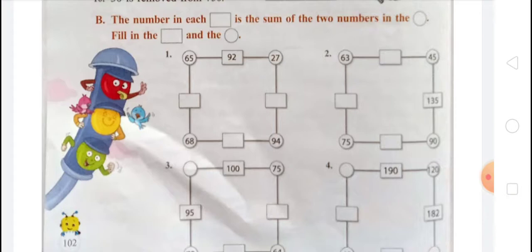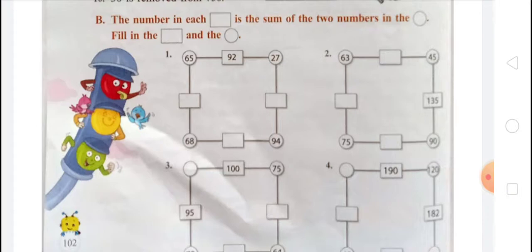So 92 is given, 65 plus 27, that is 92. So there will be 92. And after that, here there will be 65 plus 68. 65 plus 68, that is 133. So there will be 133.